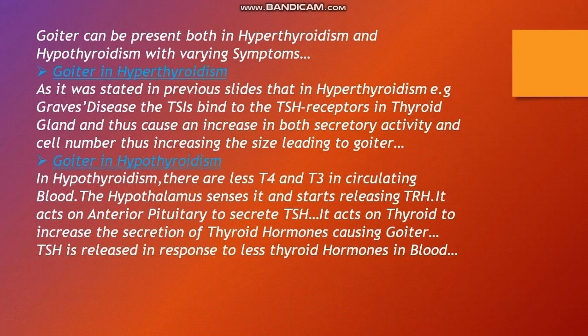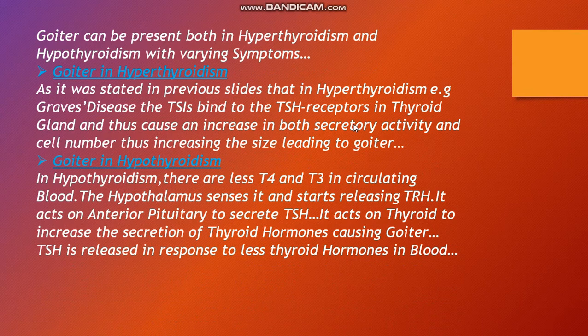Yes, looking here, this is the goiter, the swelling in the anterior aspect of the neck. Goiter can be present in both hyperthyroidism and hypothyroidism with varying symptoms. As stated in previous slides, in hyperthyroidism, for example Graves' disease, the TSI bind to the TSH receptors in the thyroid gland and thus cause an increase in both secretory activity and cell number, increasing the size, leading to goiter.